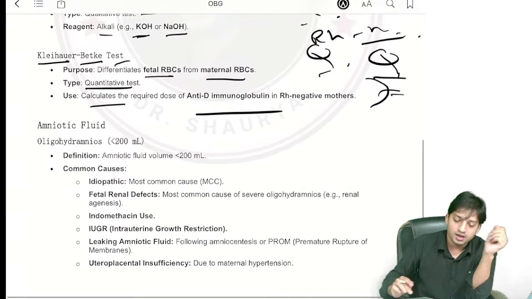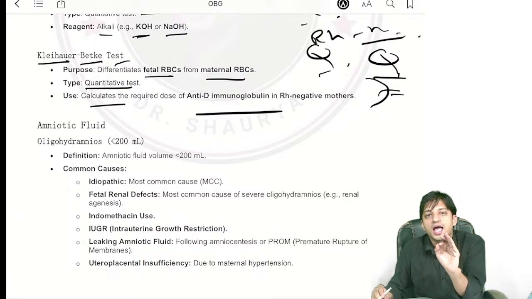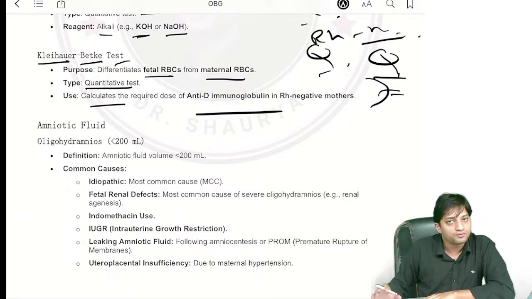Now, come here. One more question they have asked you regarding the amniotic fluid. So, amniotic fluid, you all know.